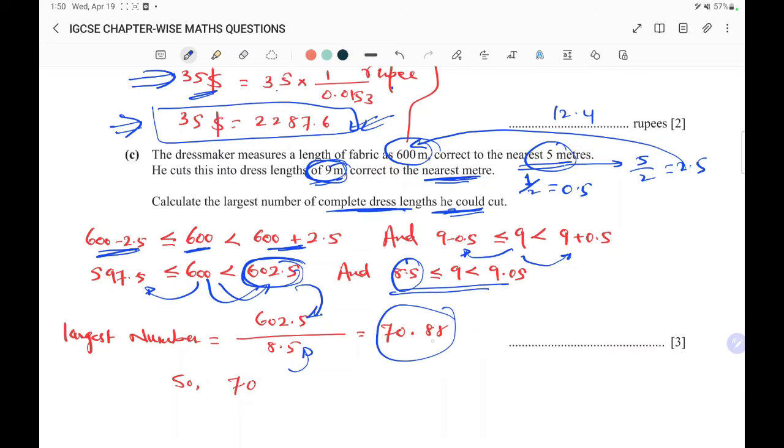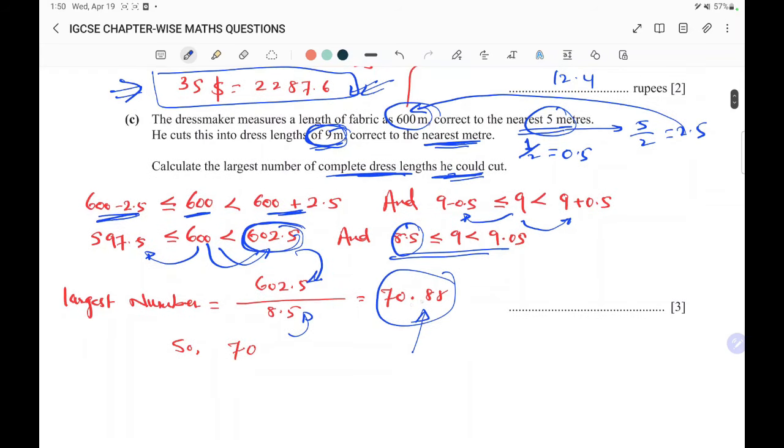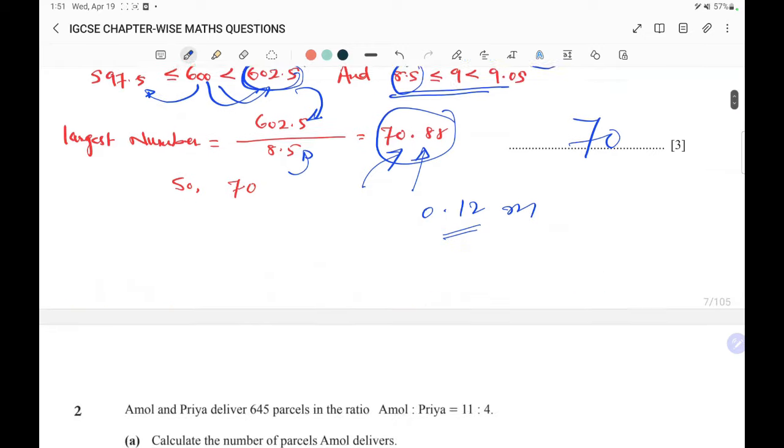You will get 70.88. Now here, the interesting thing: 70.88, you can write 71 or 70, but in this case you will write 70, not 71. Because the maximum dress count will be 70.88, but you don't have that much cloth to make 71. You can make at least 70 dresses, because for 71 you should have 0.12 meter more, but you don't have that, right? So it means 71 dresses you cannot make, but 70 you can make. So the answer should be 70.